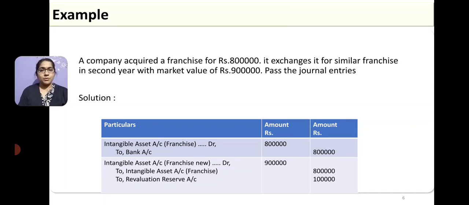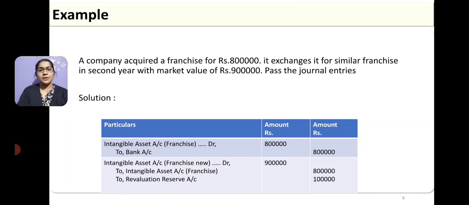There is one more important thing I would like to say. Not necessarily every time does the intangible asset lose its value. Sometimes the value of the intangible asset might have increased. In such a case, any increase in the value will be credited to the revaluation reserve account. So a decrease in the value will be debited to amortization, and an increase in the value will be credited to revaluation reserve.